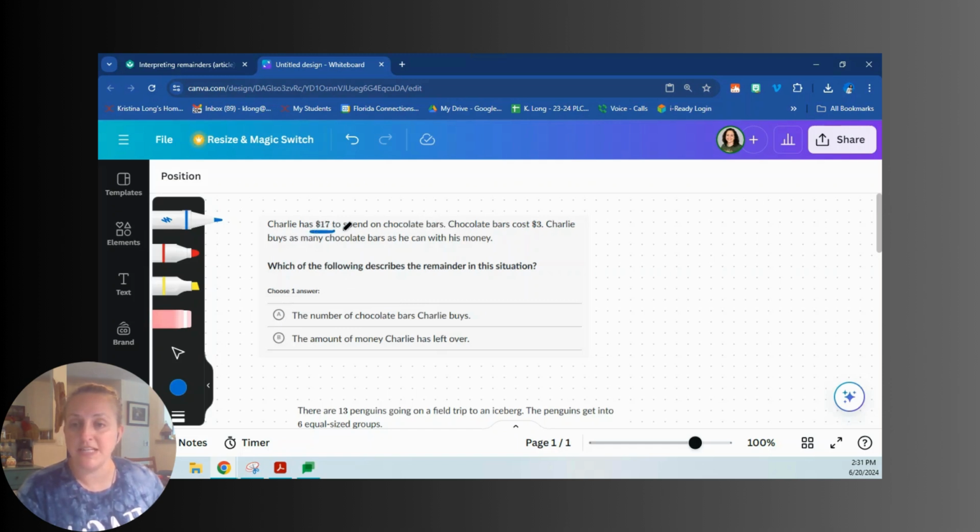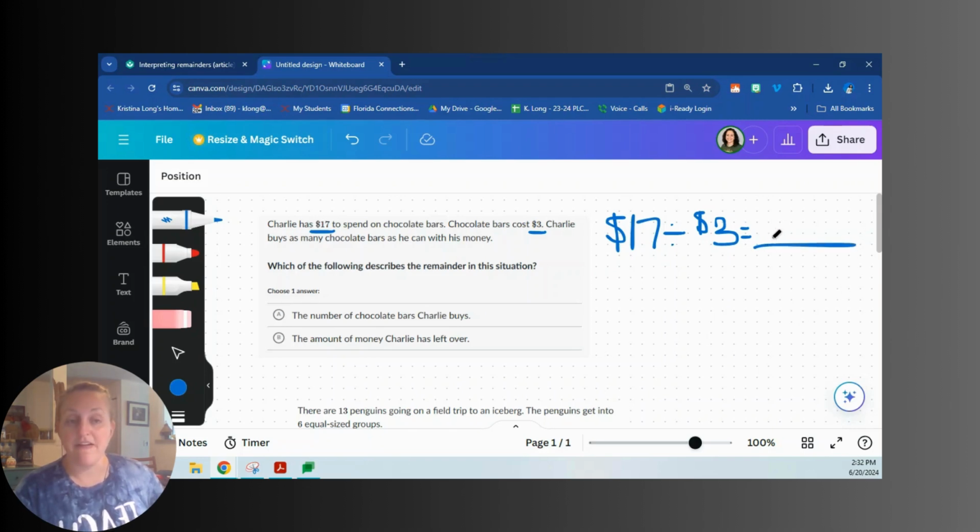So that's 17. That's our dividend. That's what we're starting out with. He starts out with $17. Okay. The chocolate bars cost $3 each. So we're going to spend $3 on every chocolate bar that we buy. Charlie buys as many chocolate bars as he can with his money. So we know he's going to do 17 divided by 3, and it's going to equal something. That's going to tell how many chocolate bars he could buy.